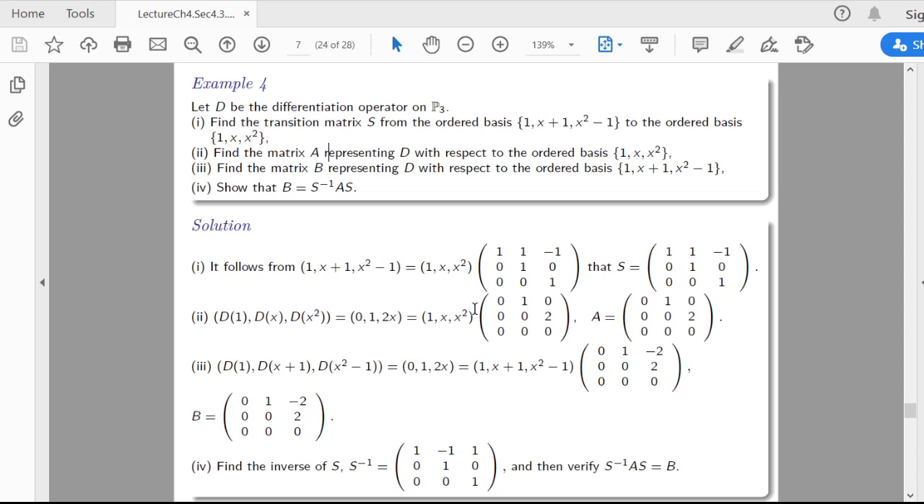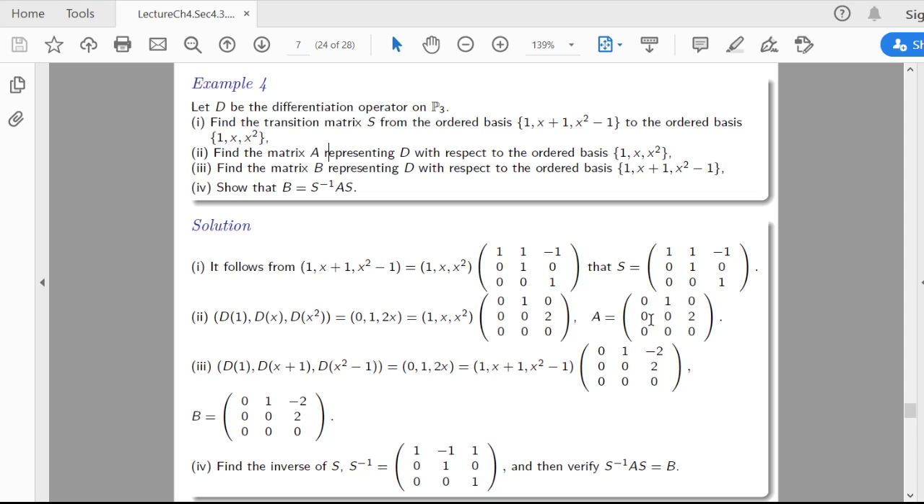Then 1 times 1, we got 1. X times 0 got 0. X squared times 0 got 0. So that's just 1. So that's the item here. Then 1 times 0 got 0. X times 2 got 2x. Then x squared times 0 got 0. So in this way, we got the representing matrix A equal to this. So that's A.